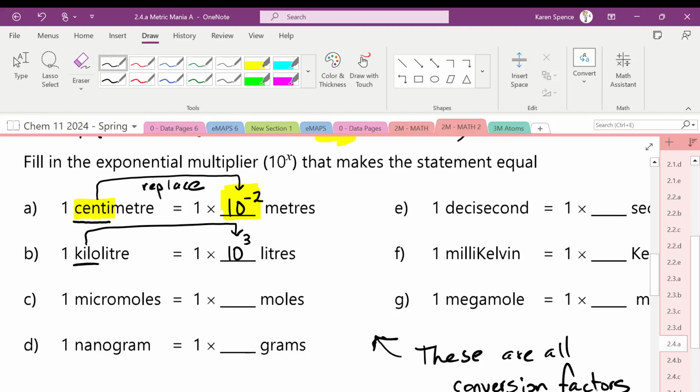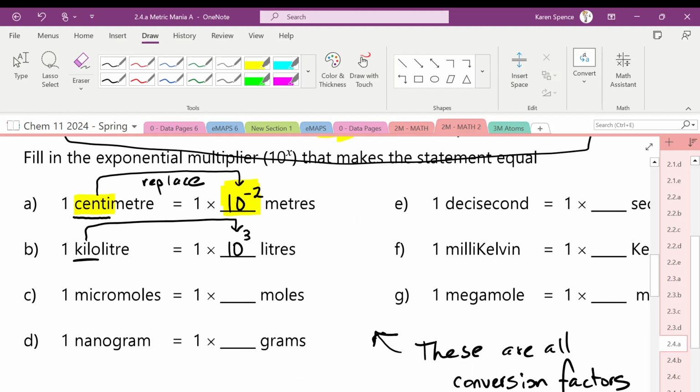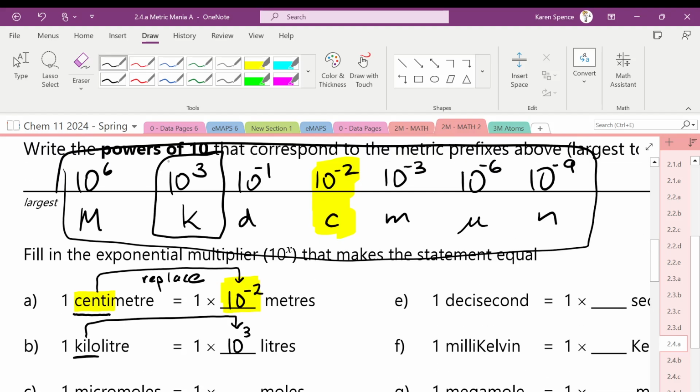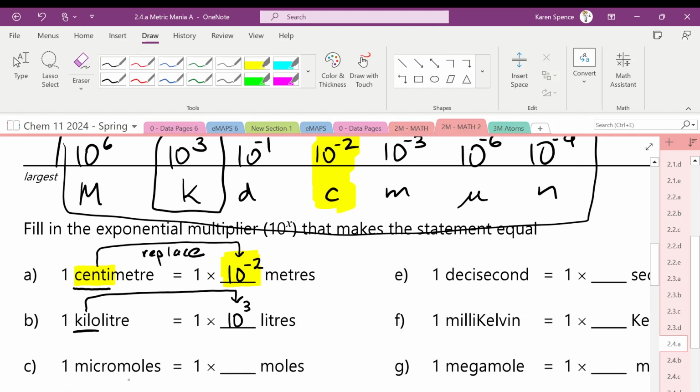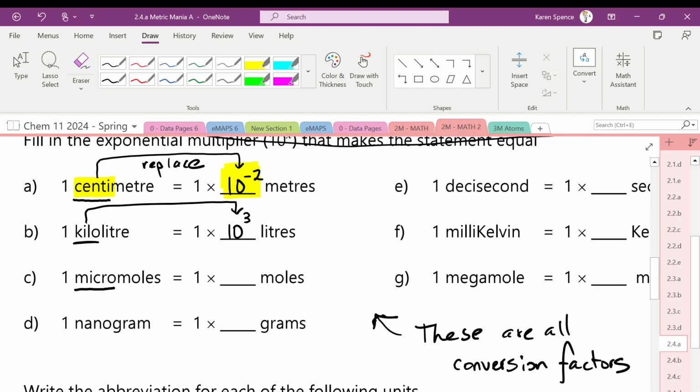So if you know mega, kilo, deci, centi, milli, micro, nano, 631,236, 9 is for the nano, feel free to write this down. If you don't have them in your head yet, do that at the beginning of a quiz or a test, so that you have them right in front of you. And then you can always say, I know that 1 kiloliter is 1 times 10 to the 3 liters. I know that micro means 10 to the negative 6, so I can replace micro with 10 to the negative 6. Okay?